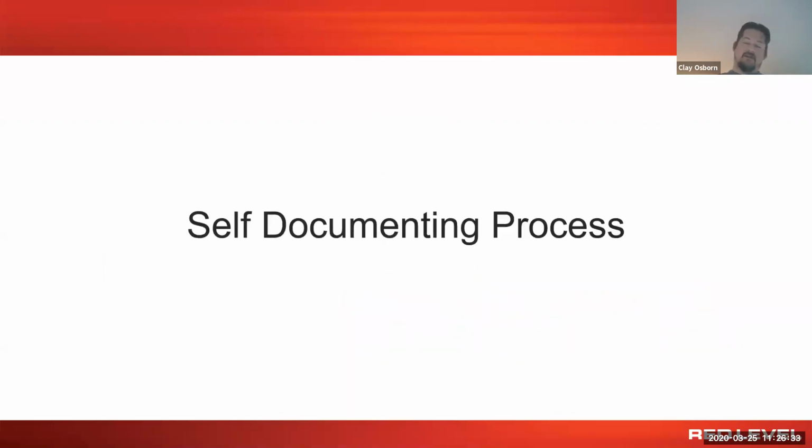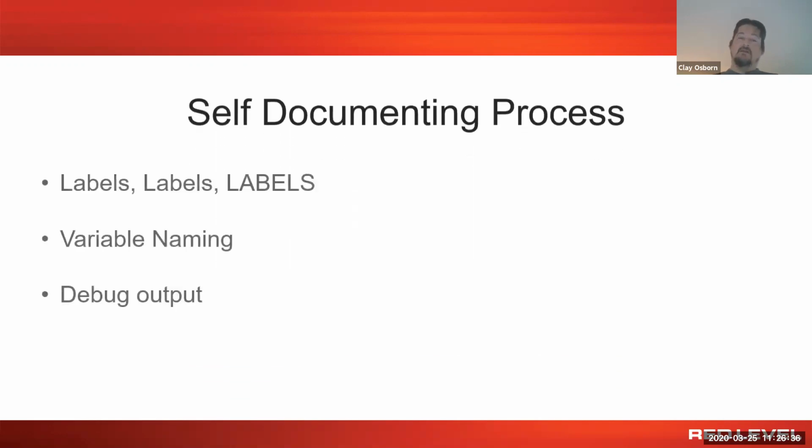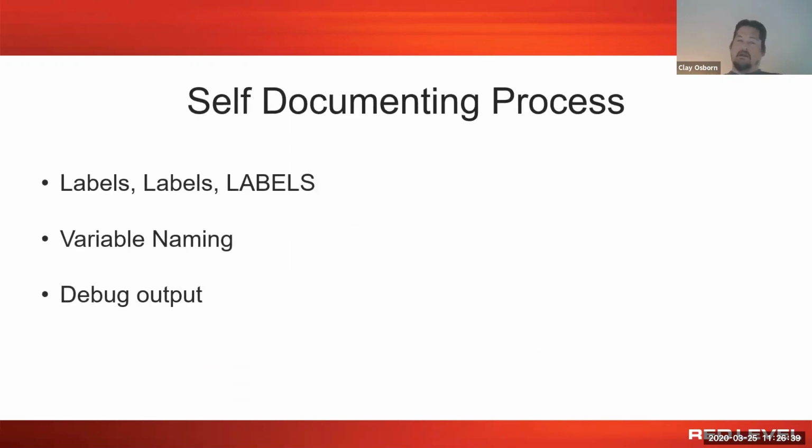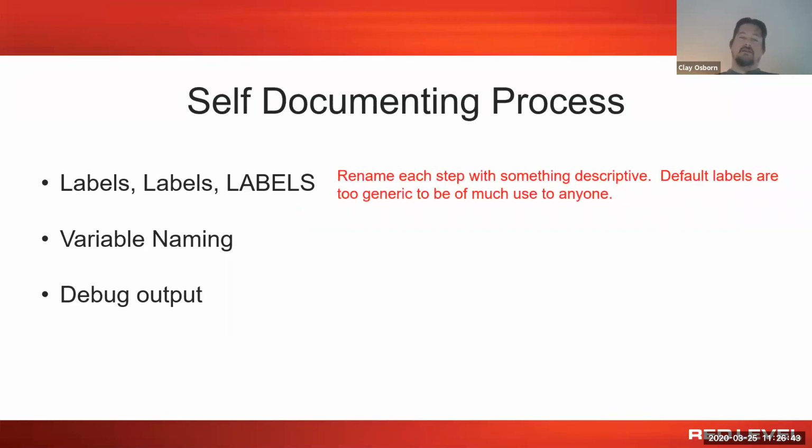So again, another best practice: having a self-documenting process. So labels. I can't stress that enough. When you're in Power Automate creating these flows, each step by default has some generic name, like set variable. You want to rename each step, each action, with something descriptive that lets the user, or the developer looking at the flow, know what is going on there. And this is important too when you're looking at a running flow, especially one that failed. You get a nice diagram of what the flow looks like and the steps it passed through, and where it may be currently sitting if it's running, or where it failed.